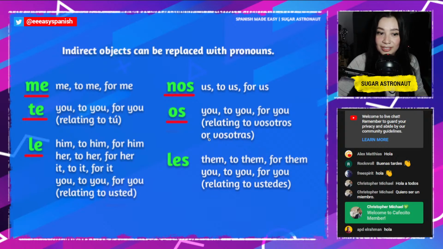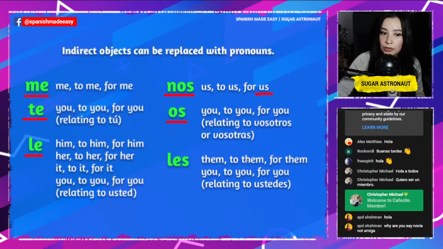Os is us. It sounds like us, like this one. The sound is very similar. Os means you, to you, for you, and it relates to vosotros or vosotras. So this one, os, is used only in Spain, so keep that in mind. Just like vosotros and vosotras, you need them only in Spain. You don't need them in Latin American countries.